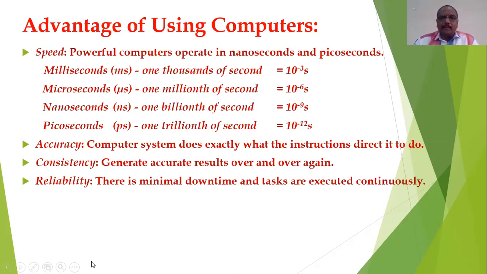And consistency. Consistency is nothing but generating accurate results over and over again whenever we want. Because see, this happens sometimes. When we are using a calculator, one time we get one answer, another time we get another answer. Because maybe by mistake we typed 81 instead of 18. But in a computer system, the consistency is that it generates accurate results over and over again. Whenever I ask for a new report, it will generate the accurate result.